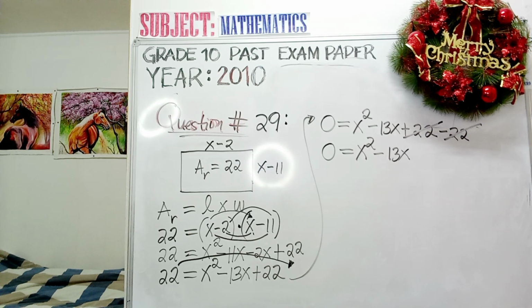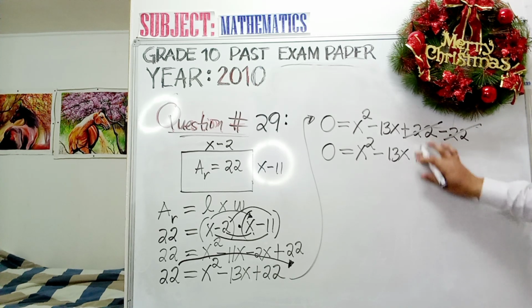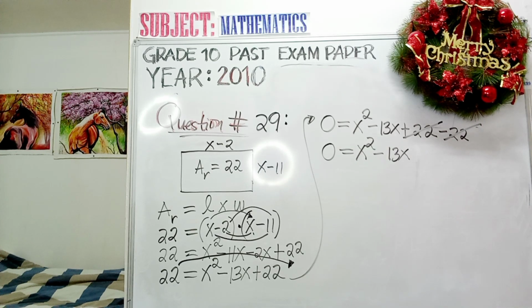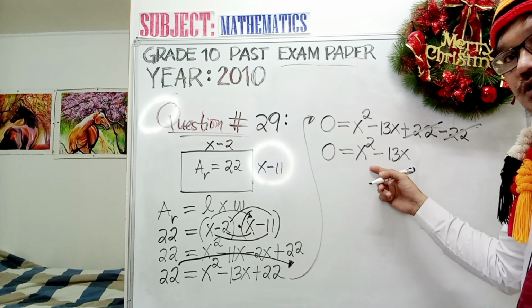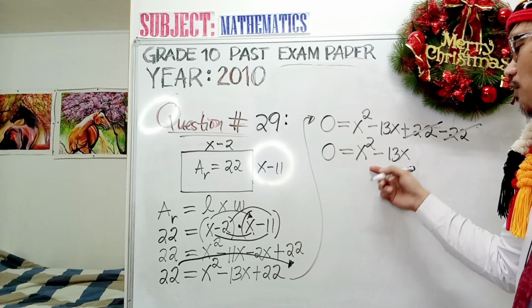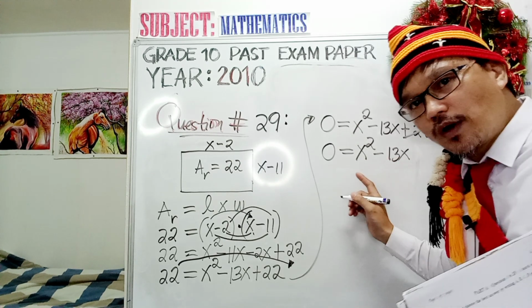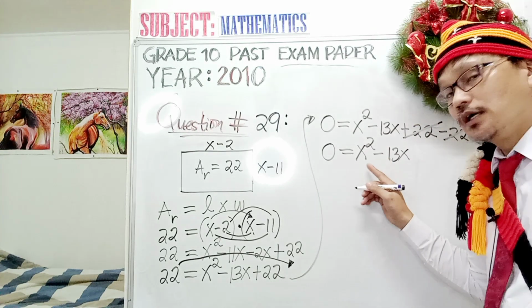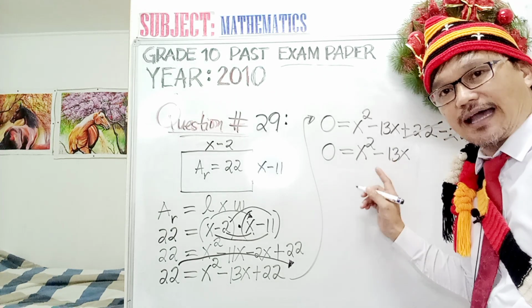So you cancel that one. So this one becomes 0, or simply nothing at all. So now you have the expression x squared minus 13x. To simplify this expression to find the value of our x, actually, when it comes to a quadratic equation or expression, we are expecting to have two possible values of x.